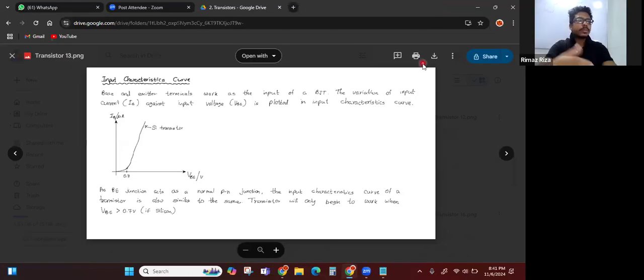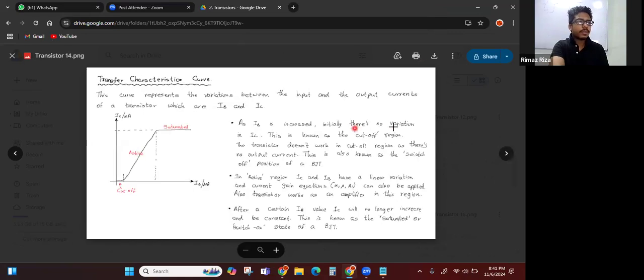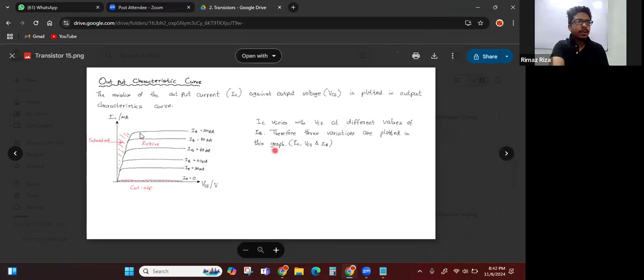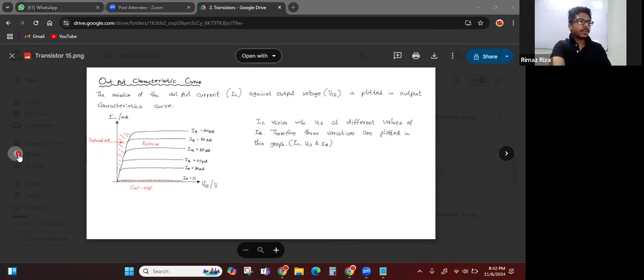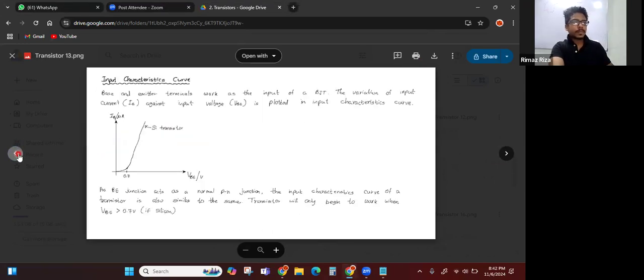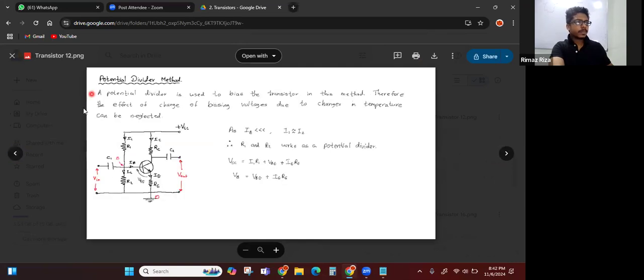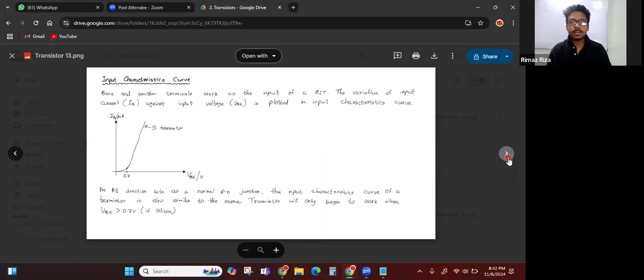Okay, so today we are going to discuss the characteristic curves of a transistor. There are three characteristic curves. One is the input characteristic curve, and then we have the transfer characteristic curve and the output characteristic curve. So we will discuss each of that. Okay, so you can write the topic as characteristic curves of a transistor. So write down the topic characteristic curves of a transistor.